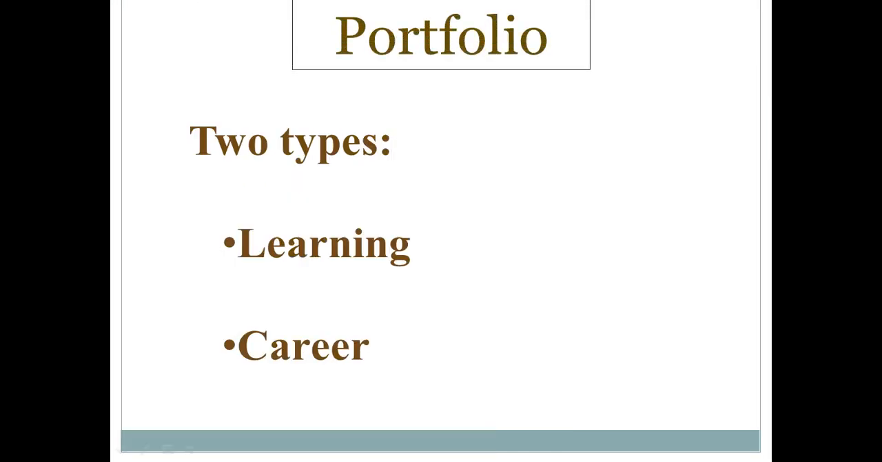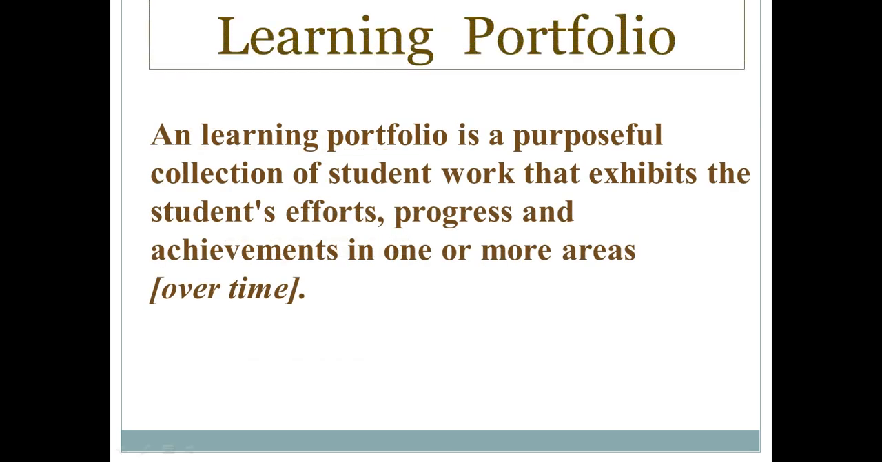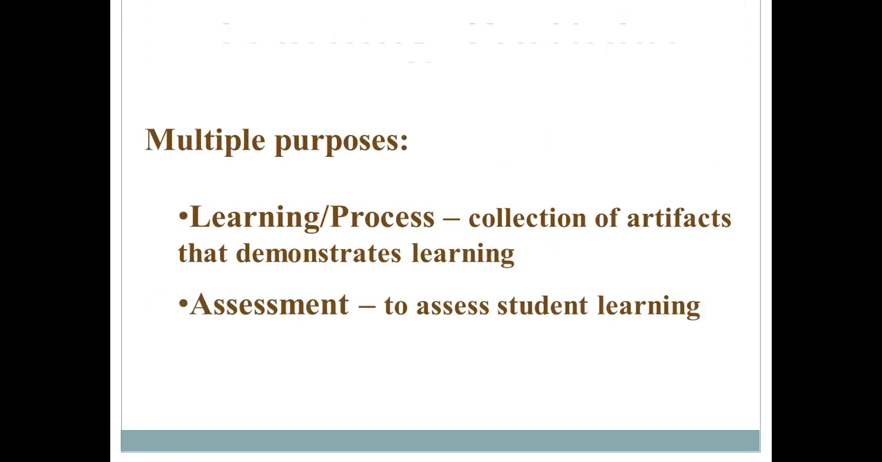There are basically two types of portfolios. The first one's a learning portfolio, which we're going to create in the ACA class, and then we're going to show you how to convert that into a career portfolio that will help you when you go out for your first job. A learning portfolio is basically a collection of your work that exhibits how you've done, progressed, and your achievements in one or more areas over time. And this is what we're going to create in the ACA class.